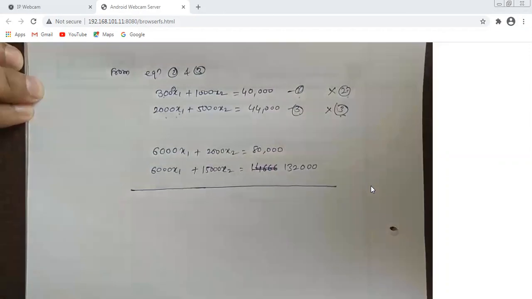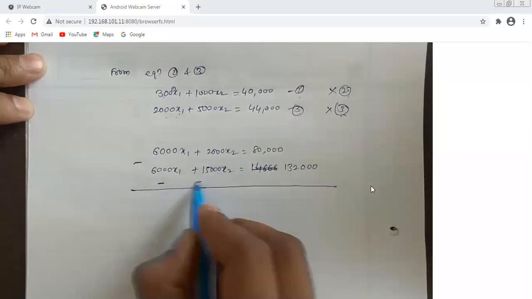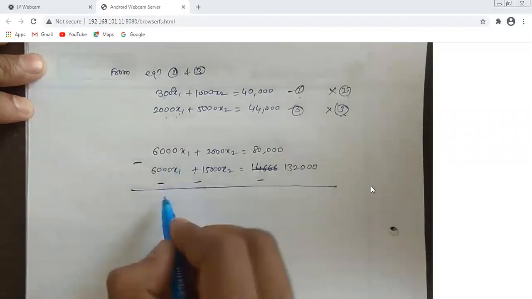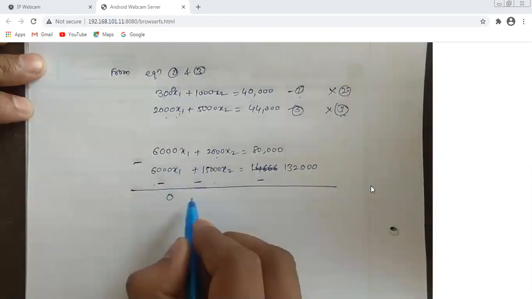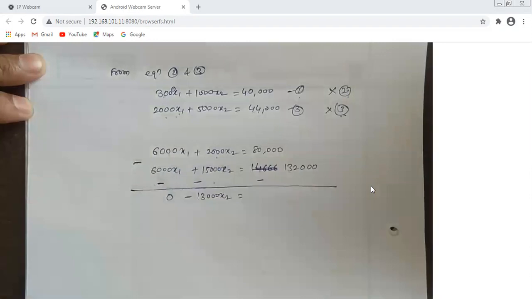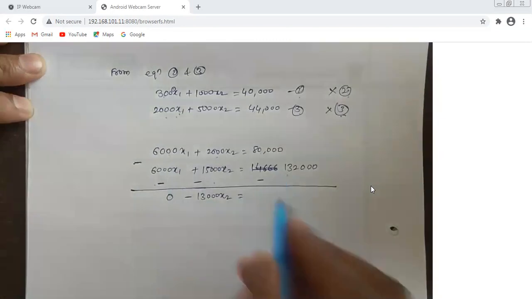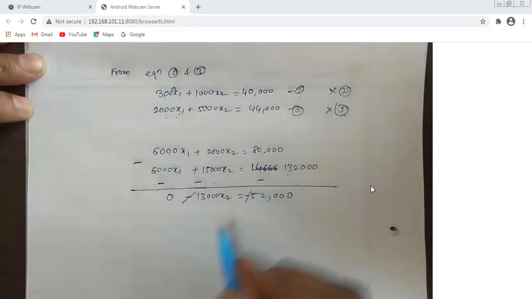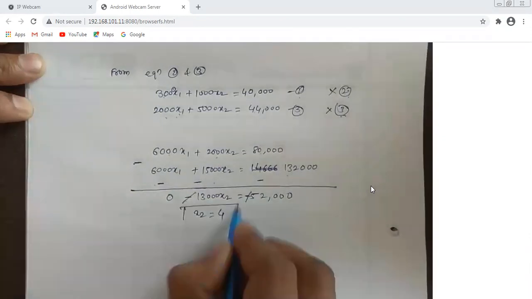Now what I will do? I will subtract equation number 3 from equation number 2. So this sign will become minus, and this sign will become minus. So 6,000 x1 minus 6,000 x1 will become 0. Now 2,000 minus 15,000 will become minus 13,000 x2 is equal to 80,000 minus 1,32,000, which will become minus 52,000. Got it? So first I will cancel the minus minus. Then x2 will become 4.